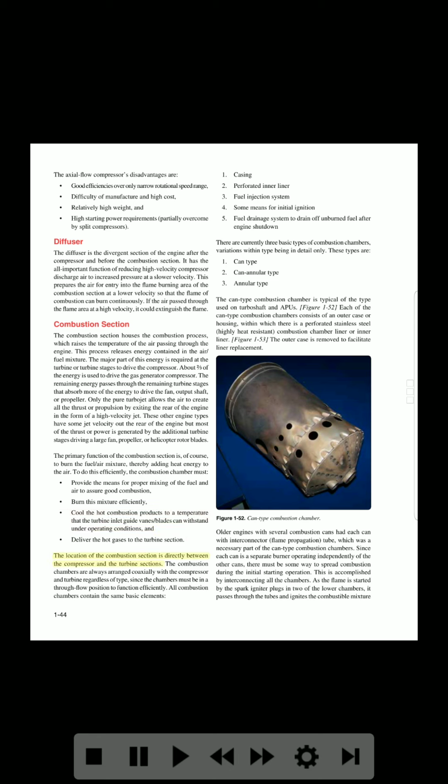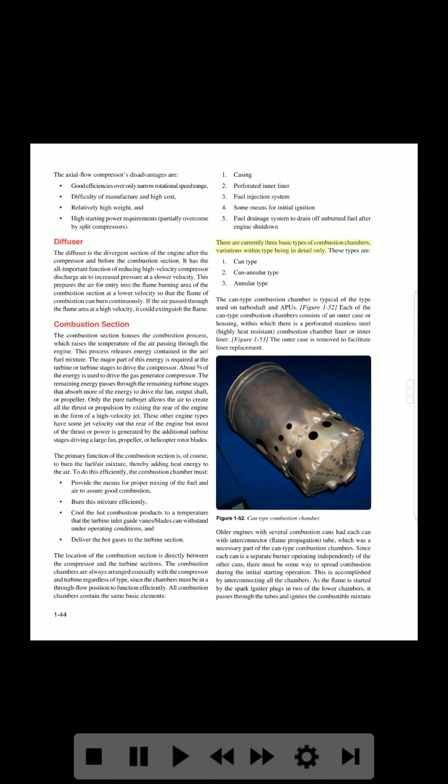The location of the combustion section is directly between the compressor and the turbine sections. The combustion chambers are always arranged coaxially with the compressor and turbine regardless of type, since the chambers must be in a through-flow position to function efficiently. All combustion chambers contain the same basic elements: 1. Casing. 2. Perforated inner liner. 3. Fuel injection system. 4. Some means for initial ignition. 5. Fuel drainage system to drain off unburned fuel after engine shutdown.